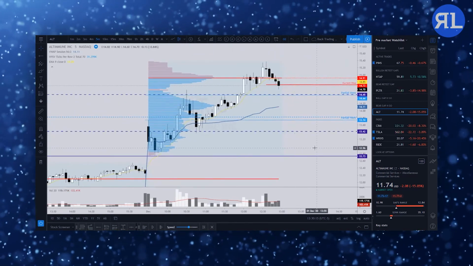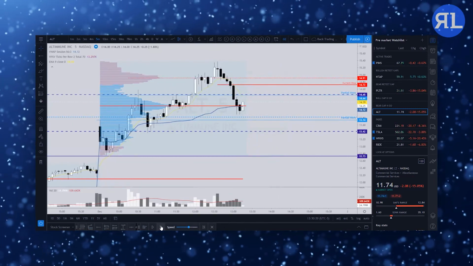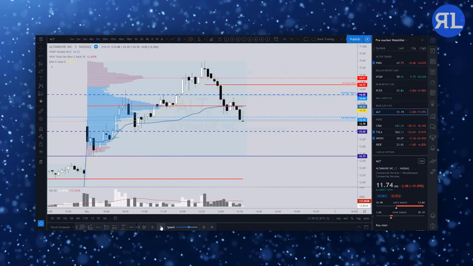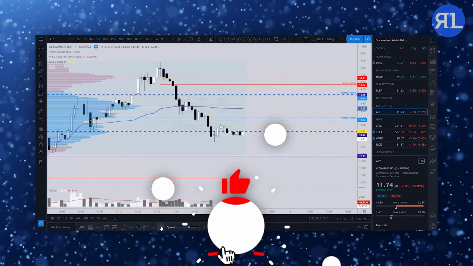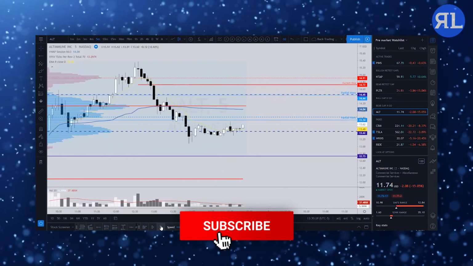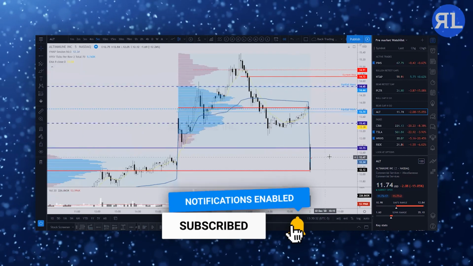Let's actually take a look and see how this trade ended up finishing. Again, it didn't continue. It rolled over and ended up almost retracing the entire move. So there you go. Perfect.